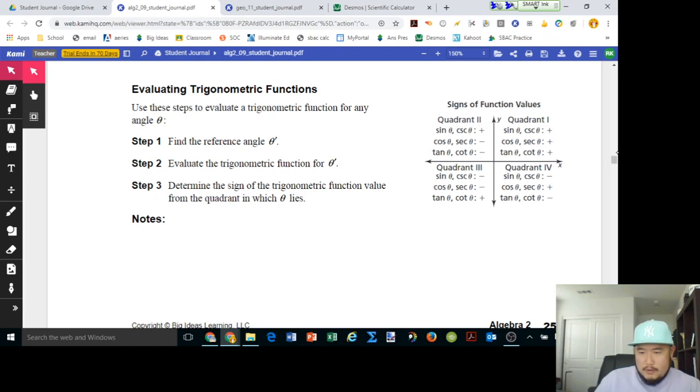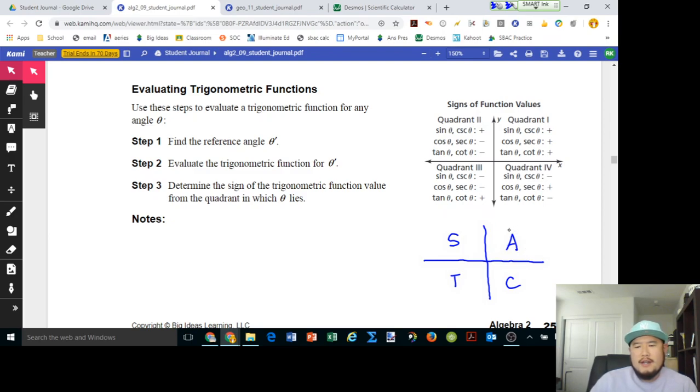Well, the easiest way for you guys to remember this, we always have our mnemonic devices right here in math, is this. We'll start right here. We'll put an A. We'll put the S in quadrant 2, T in quadrant 3, and C in quadrant 4. And your mnemonic device for this is all students take calculus.